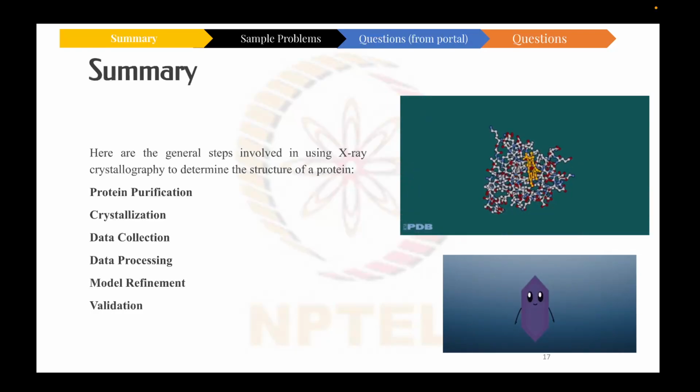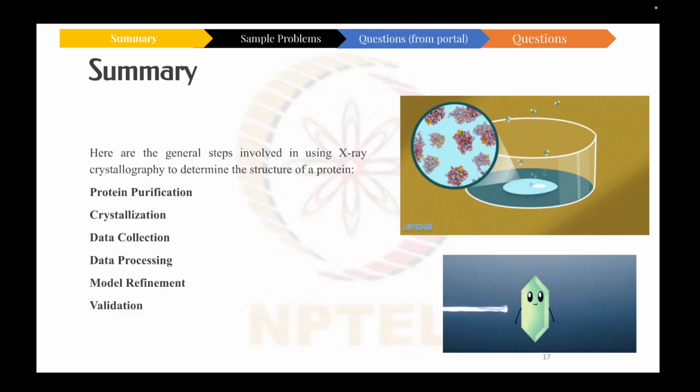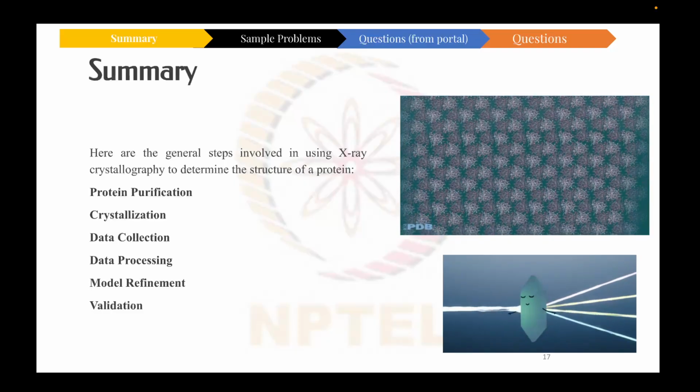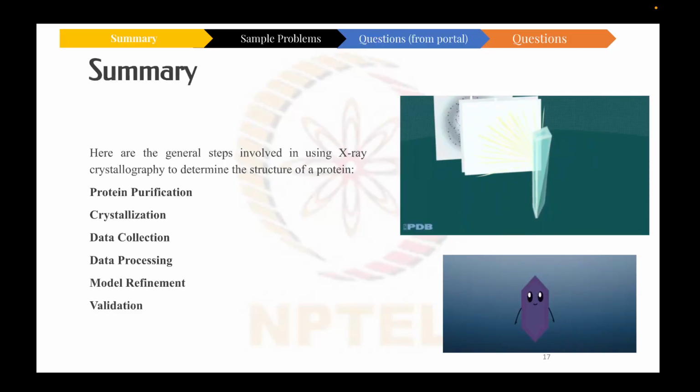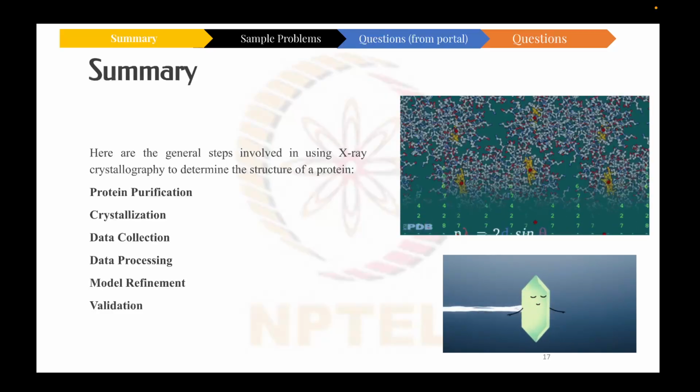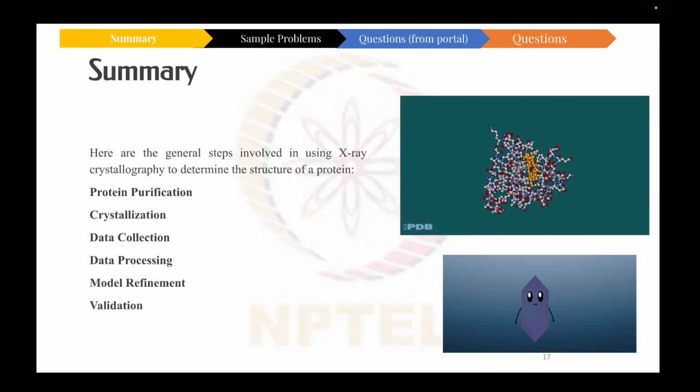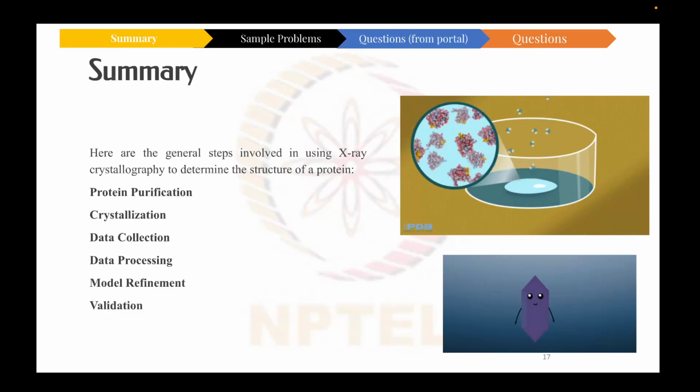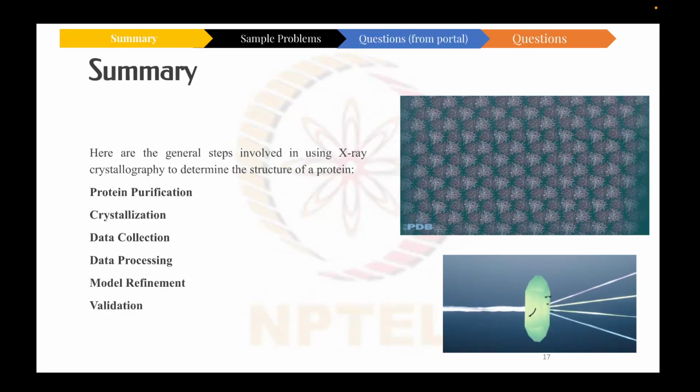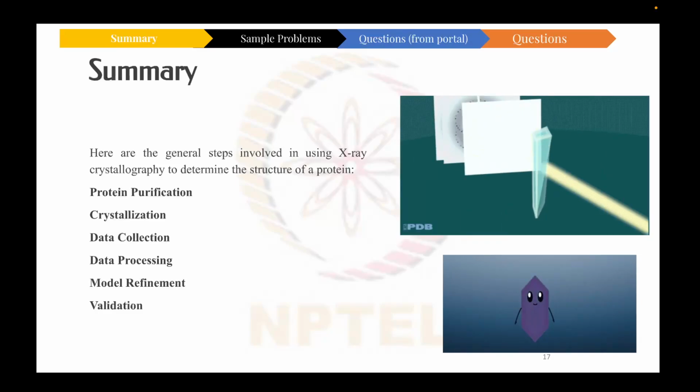Once crystals have been obtained, they are mounted on a goniometer and placed in a beam of X-rays. The X-rays are diffracted by the atoms in the crystal, producing a diffraction pattern on a detector. The goniometer is rotated and diffraction data is collected at many angles to generate a complete data set.